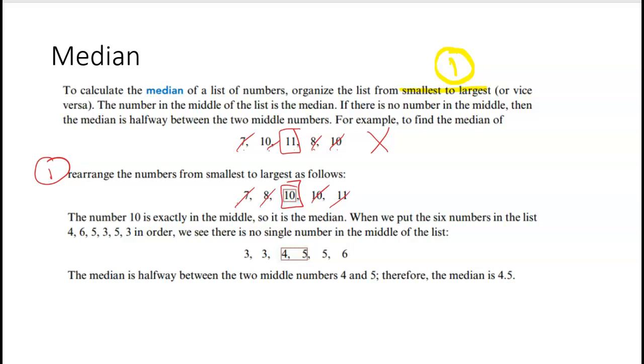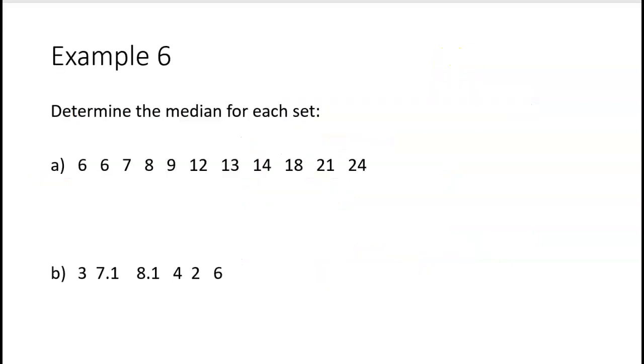Now, if you have an odd number, that works out really nice. But if you have an even number, let's look at this example. So bottom, top, you would take your 2 numbers in the middle and you would find the mean. 4 plus 5 divided by 2. So that would be 9 divided by 2. We would get 4.5.